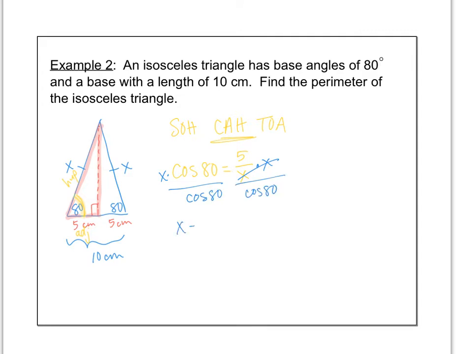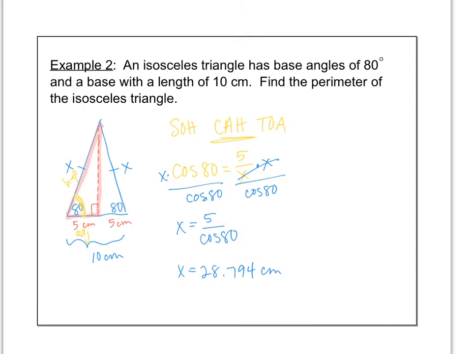And so x is going to be 5 divided by cosine 80, and at that point you can type that into your calculator. And I think it comes out to be 28.794 centimeters. So both of those congruent sides of the isosceles triangle, or the legs, are going to be 28.794.